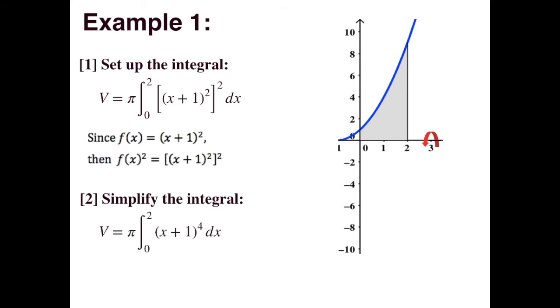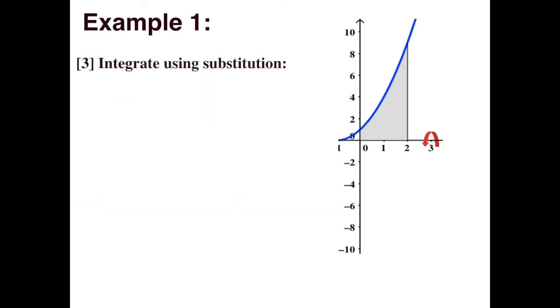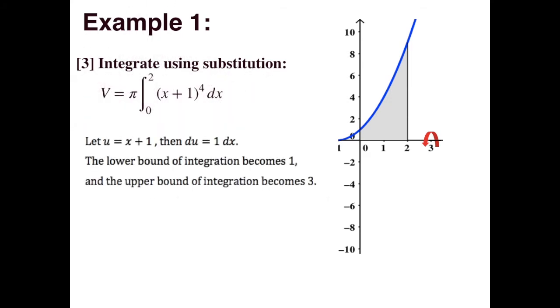Let's simplify the integral. (x plus 1) squared squared is (x plus 1) to the 4th. We could integrate this by expanding the polynomial, using the binomial expansion theorem or Pascal's triangle, but it's easier and quicker to evaluate using substitution. So let's set u equal to x plus 1. Then the derivative of u is 1 dx.